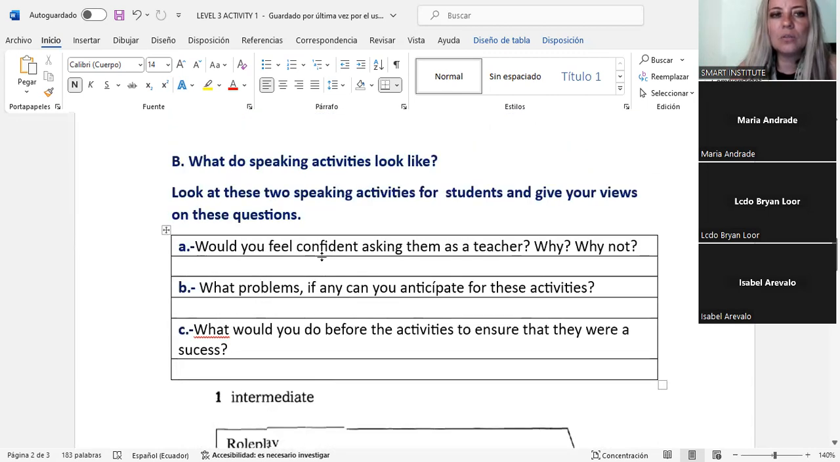So look at these two speaking activities for a student and give your views on this question. Would you feel confident asking them as a teacher? Why or why not? What problems, if any, can you anticipate for these activities? What will you do before the activities to ensure that they are a success? So you have to read the activities and answer these questions. Okay.